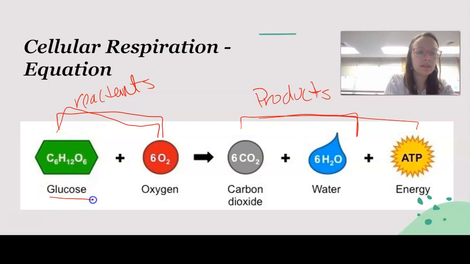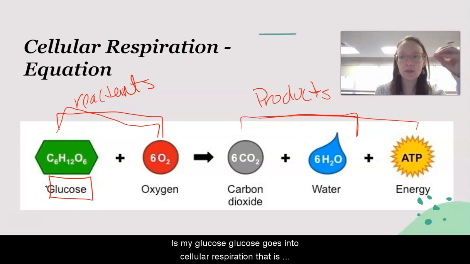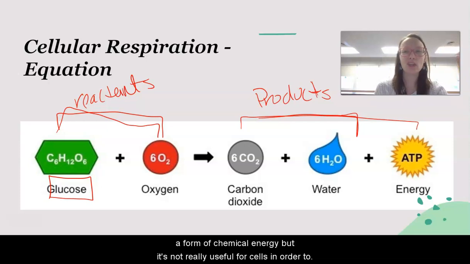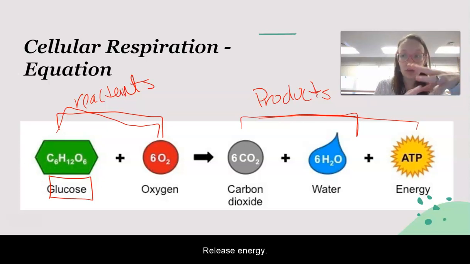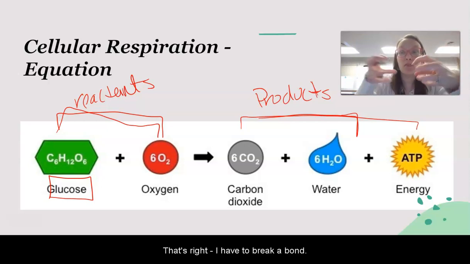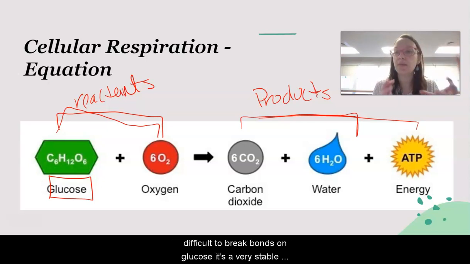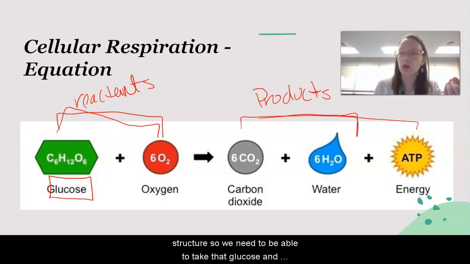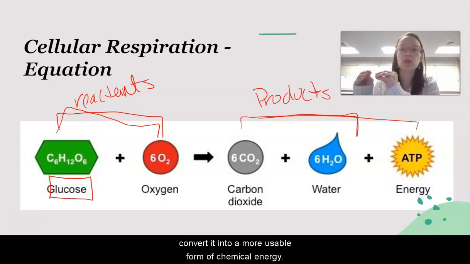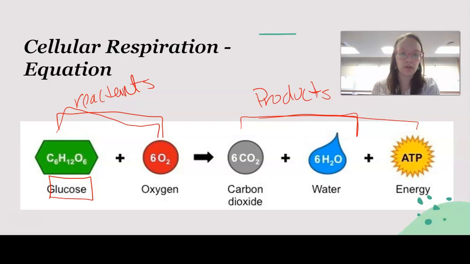So here is my glucose. Glucose goes into cellular respiration. That is a form of chemical energy, but it's not really useful for cells. In order to release energy, what do I have to do? That's right, I have to break a bond. Well, in the structure of glucose, it's very difficult to break bonds. It's a very stable structure. So we need to be able to take that glucose and convert it into a much more usable form of chemical energy, which ultimately, in this case, is ATP.